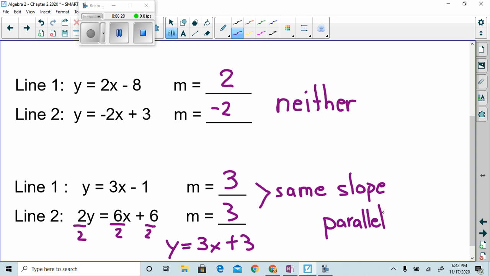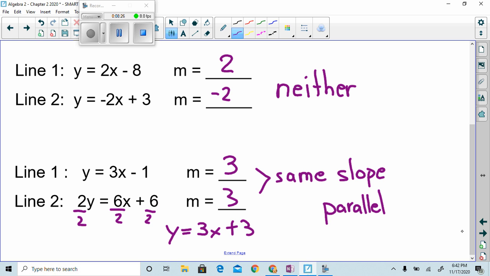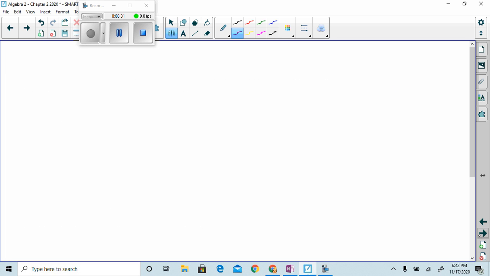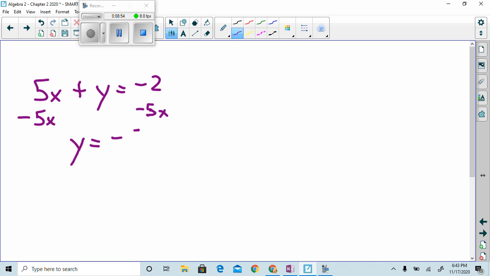Again, as you're doing these types of problems, there'll be times like in this last set that you need to first rewrite in order to identify the slope. What do I mean when I refer to that? Let's just see a couple other problems. If you have something in standard form, 5x plus y equals -2, my goal is to get y by itself so I can identify my slope. I will be subtracting 5x on both sides. And I get y is equal to -5x minus 2. Now I can identify my slope as -5.